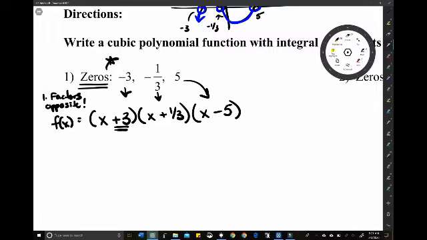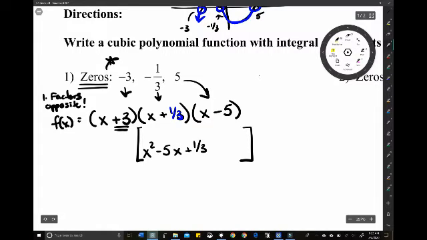Now, once you recognize that, zeros to factors, switching the signs, really, it's just going to be multiplication from here. Now, yes, we have a fraction, so that'll be a little tedious. But what I would recommend is just remember your multiplication skills, and we'll start by FOILing these last two here. So x times x is x squared, x times -5, -5x, 1/3 times x plus 1/3 x, and minus 5/3.